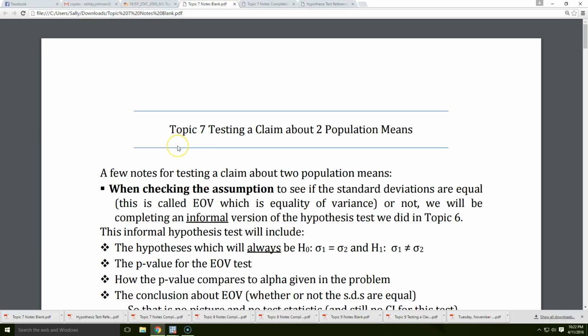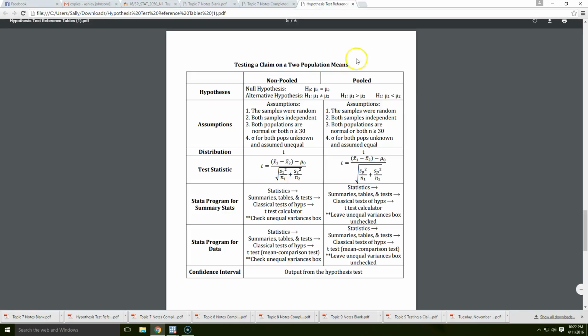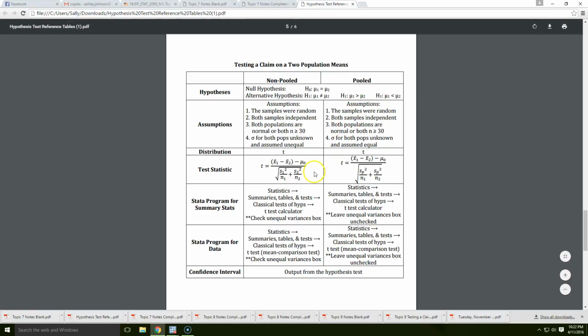This is topic 7, testing a claim about two population means. One thing that you should be noticing about these hypothesis tests is that all of them follow the same 7 steps, and there's not really much different that changes within each individual problem. Actually, the changes are so small that sometimes that is the biggest problem to overcome when you are doing a hypothesis test. So let's have a look at the reference tables for this topic.